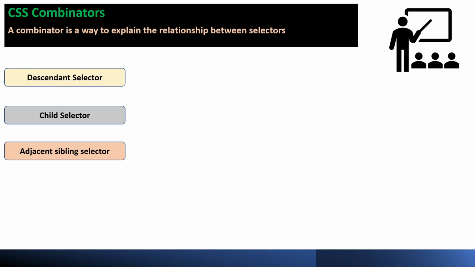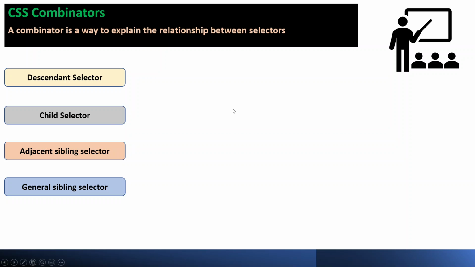The third one is the adjacent sibling selector. And this is used to select an element that is directly after another specified element. So for the specified element, you're going to be looking at the adjacent sibling of that selector. And finally, we will be looking at the general sibling selector, which selects all elements that are next siblings of a specified element. So these are the four that we are going to be looking at.